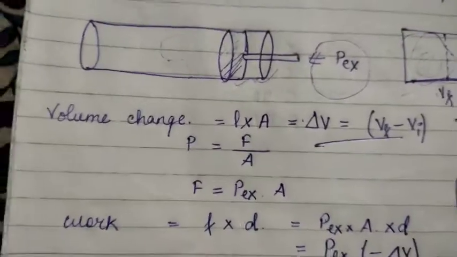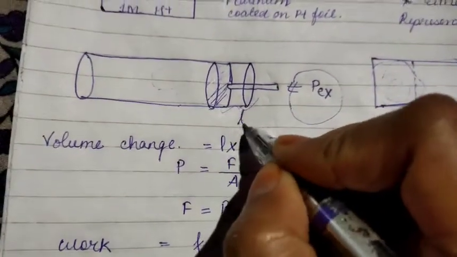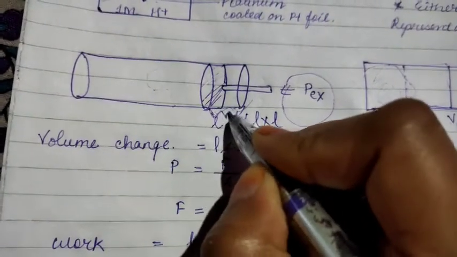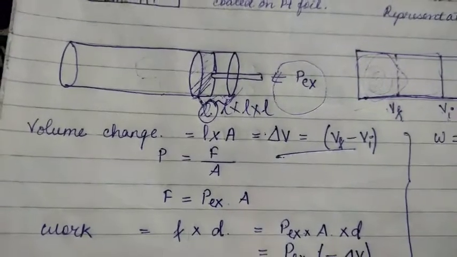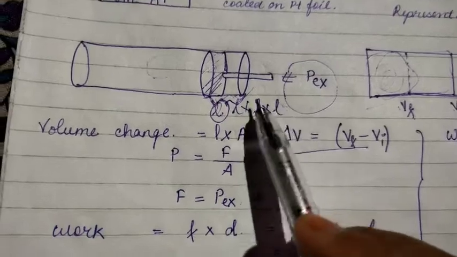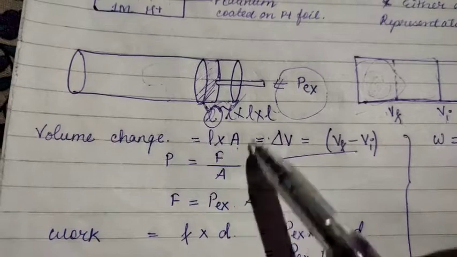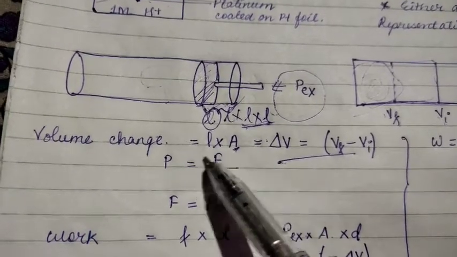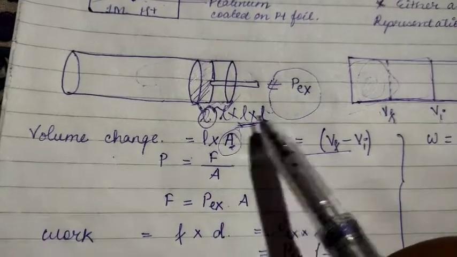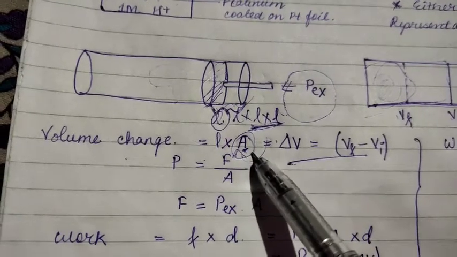Now you know that volume is given by L cube, isn't it? L into L into L. So this is the L, the length is considered as L. So volume is given by L into L into L. Now there is a cross-sectional area here, and that is given by A. So L into A is the volume change, because area is L into L. So in place of L into L you can put A, area. Is it clear up to here?